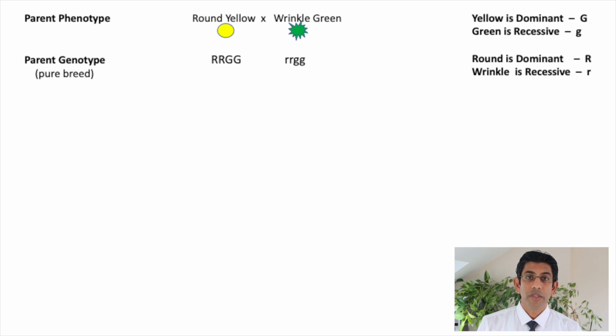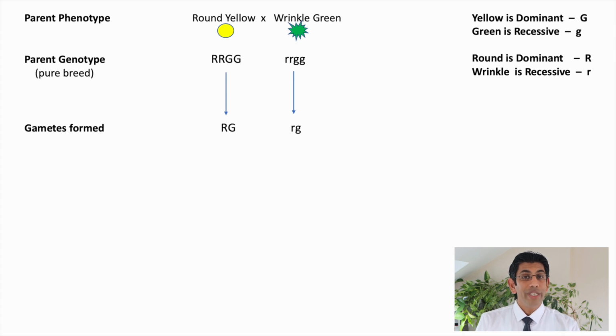In this example, if you look at the parents' phenotypes, the first parent is the round and yellow dominant character. The second parent is wrinkled and green, the recessive character. But if you look at the genotype of each parent, it will give you a little bit more information. The first parent is homozygous dominant, a pure breed dominant. Both characters are capital R, capital R, and capital G, capital G. Same goes for the second parent, a pure breed recessive. Both of them are small r, small r, and small g, small g.